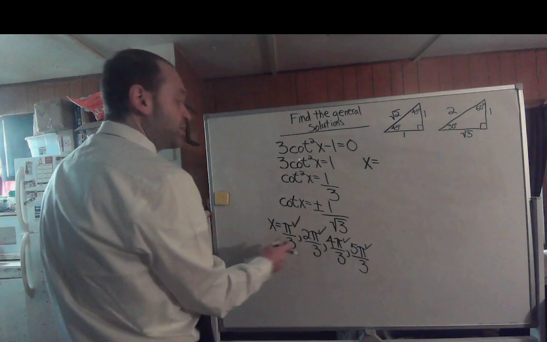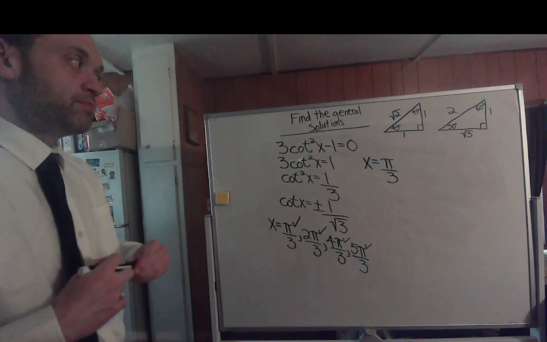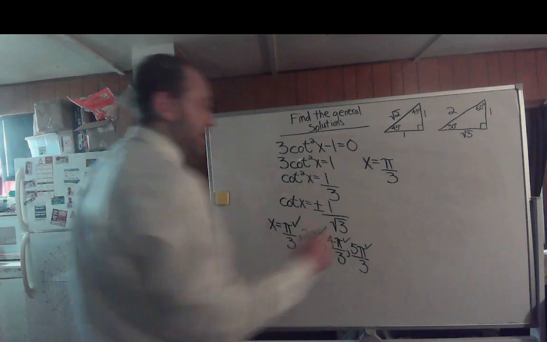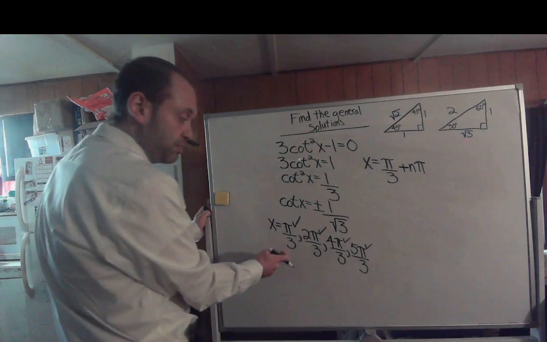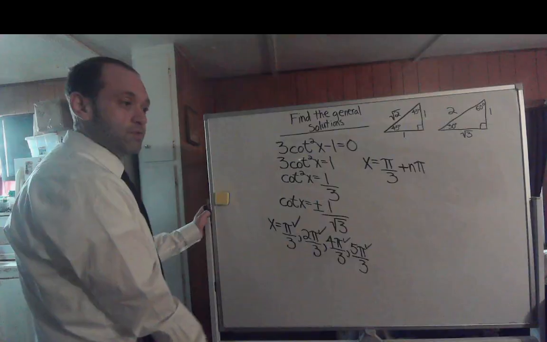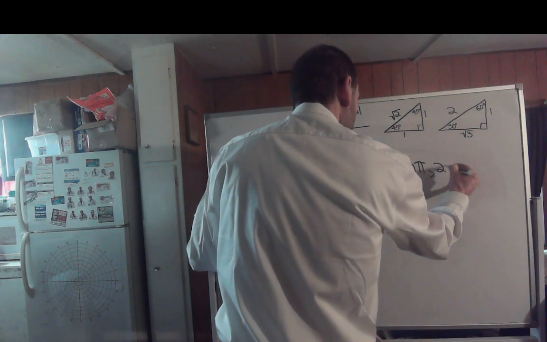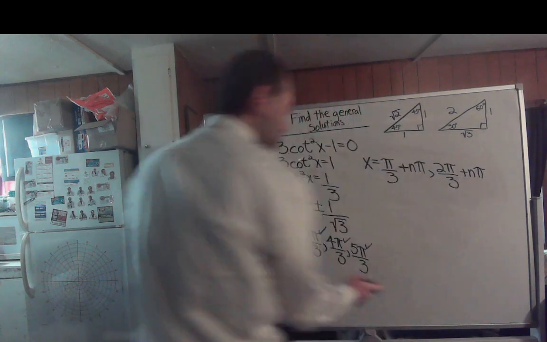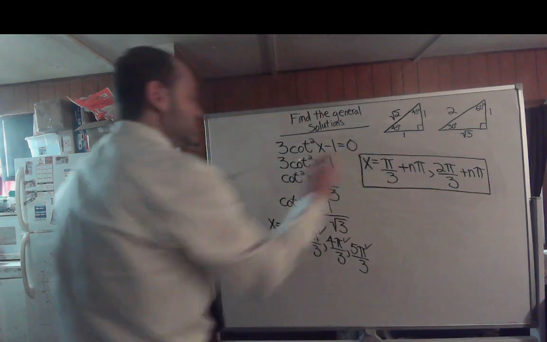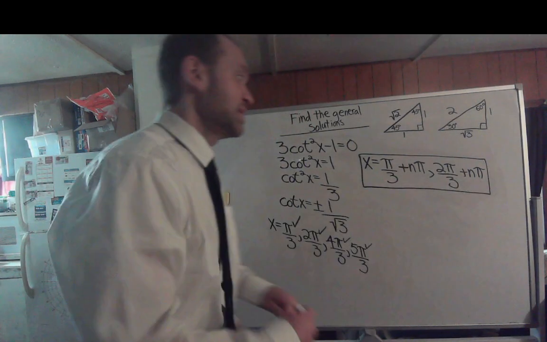So x equals pi over 3, start with that. Now, what's the period of cotangent? It's just 1 pi. So pi over 3 plus n pi. If you add pi to pi over 3, that accounts for the 4 pi over 3. So you're good for both of those. Then use your 2 pi over 3. And then if I add n pi to that, that'll also account for 5 pi over 3. So the 2 general solutions would be x equals pi over 3 plus n pi, and then 2 pi over 3 plus n pi.